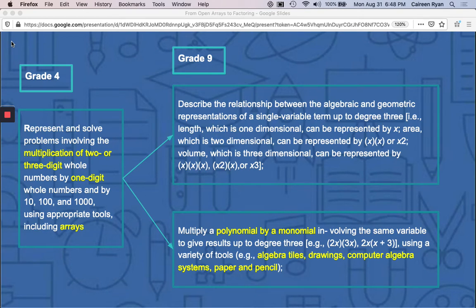So I'm going to spend a couple of minutes taking a look at the very specific developmental continua that I talked about before. And they are actually not so much continua as leaps. There's one that begins in grade 4, where students represent and solve problems involving the multiplication of 2 or 3-digit numbers by 1-digit numbers, and they connect those to arrays. And then there isn't a lot that's new that's done with that until grade 9, where students multiply a polynomial by a monomial, and then they can represent that using a variety of tools. And of course, in order to do that, they have to be able to describe the relationship between algebraic and geometric representations in order to use those tools.